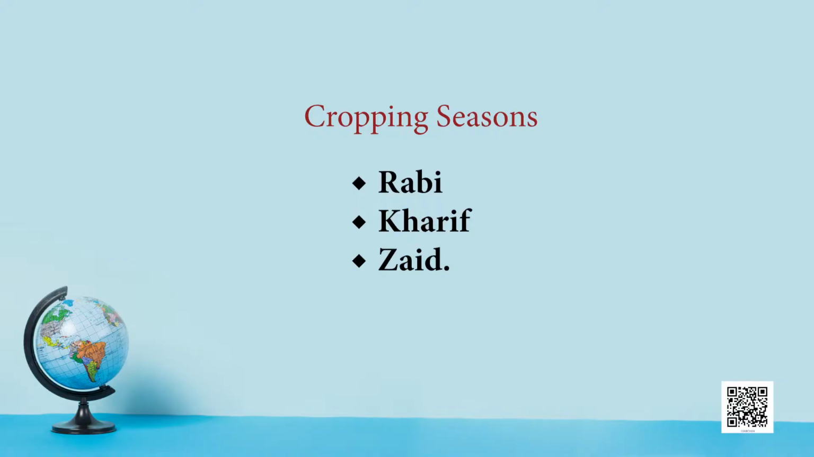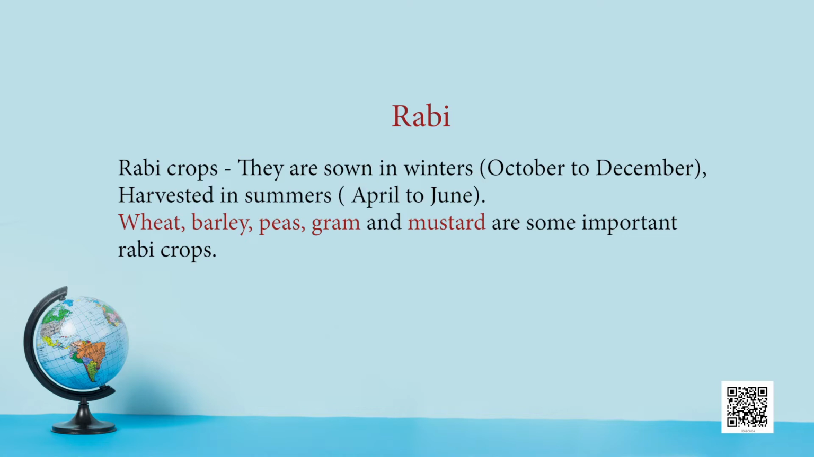Various types of food, fiber crops, vegetables and fruits, spices and condiments, etc. are some of the important crops grown in India. India has 3 cropping seasons, namely the Rabi, the Kharif and the Zaid. What is Rabi cropping season? They are sown in winters from the months of October to December and harvested in summers in the months from April to June.